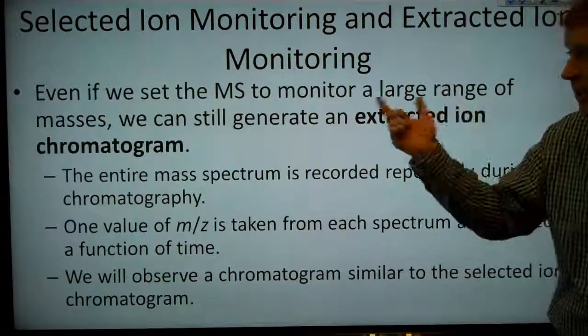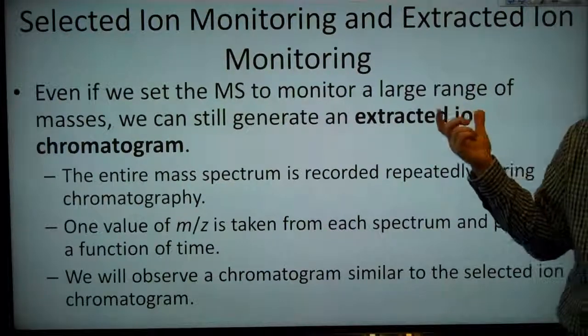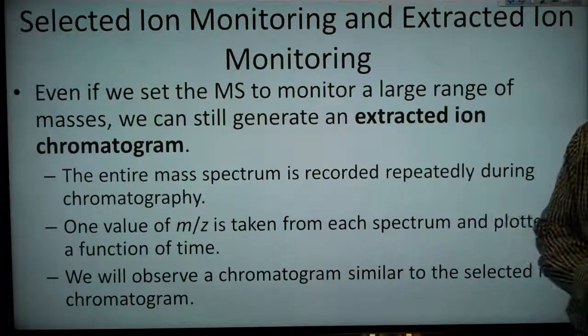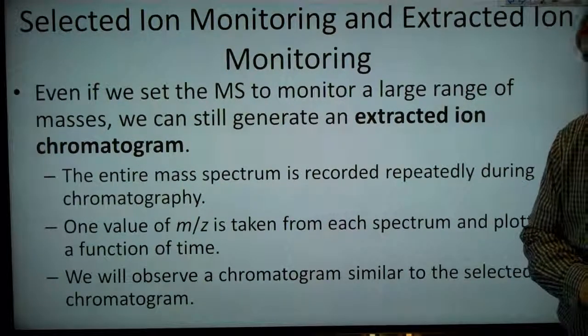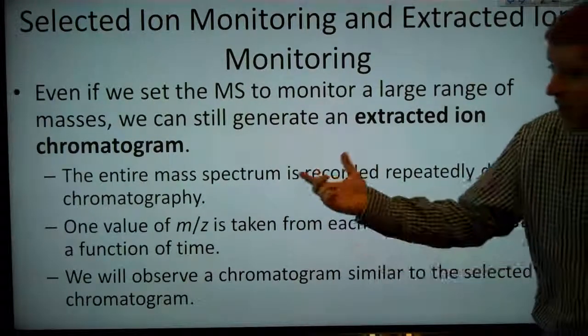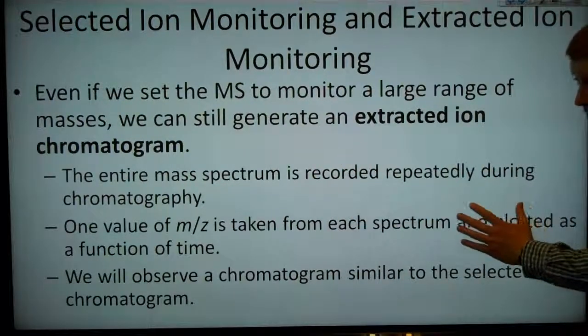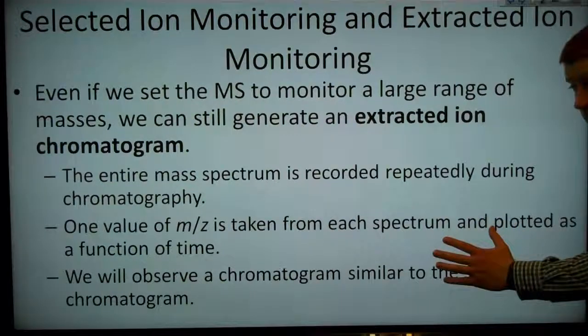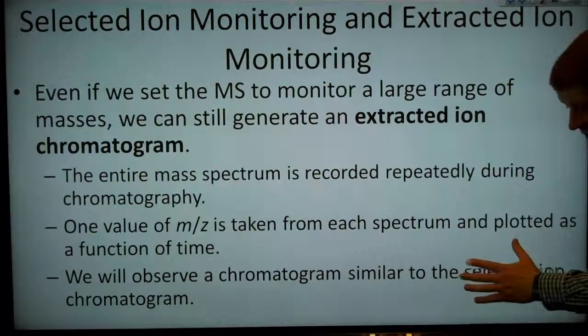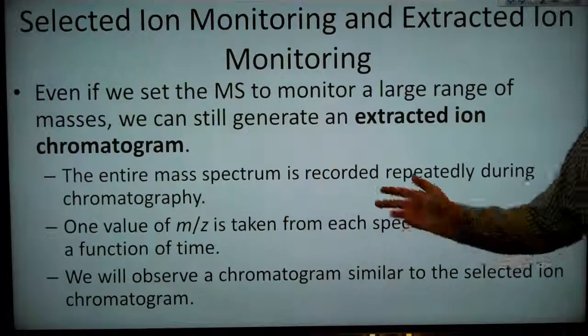Now, even if we set the mass spectrometer to monitor a large range of masses, we can still generate what's called an extracted ion chromatogram. Here, the entire mass spectrum is recorded repeatedly during chromatography, and the one value of m/z is taken from each spectrum and plotted as a function of time.